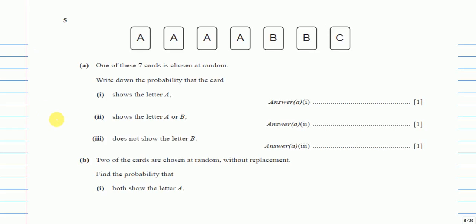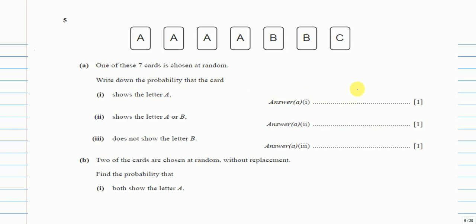Question 5, which is about probability, and we are given 7 cards. 4 of them are A, 2 of them are B, one of them is C. One of these 7 cards is chosen at random. Write down the probability that the card is A for part 1.